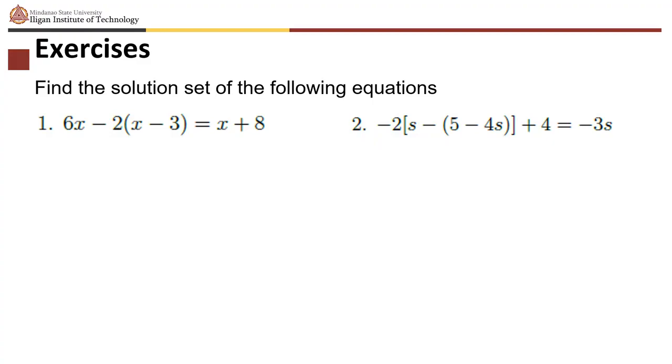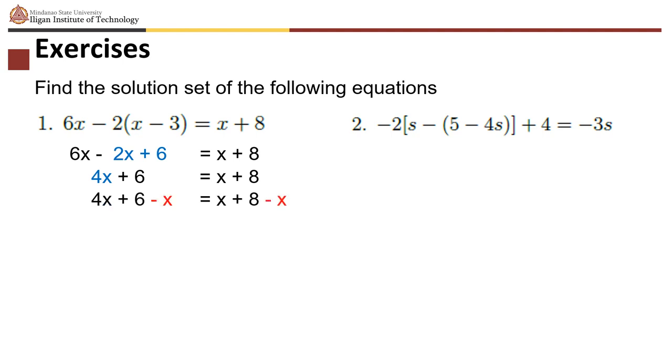Okay, let's start to solve the following equations. For the first one, we can remove the parentheses and multiply negative 2 with x. So you have negative 2x. Negative 2 times negative 3 will give us positive 6. Then you have 6x minus 2x. Combine like terms, so we have 4x here.